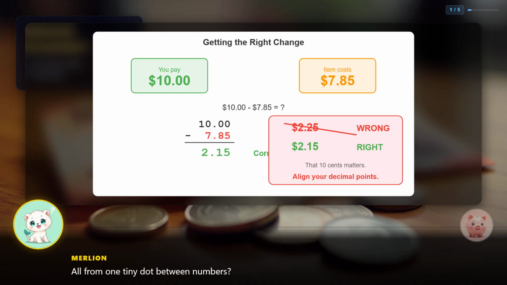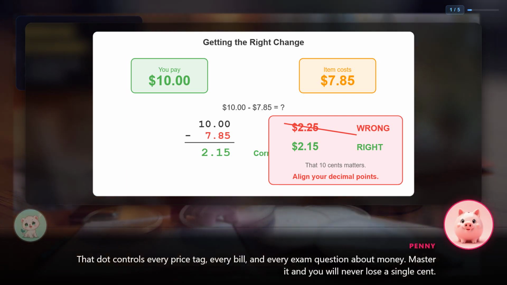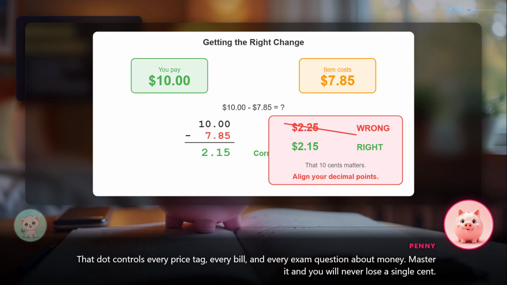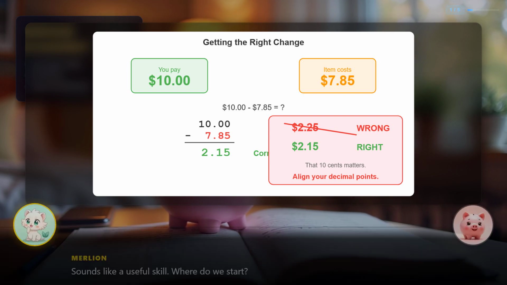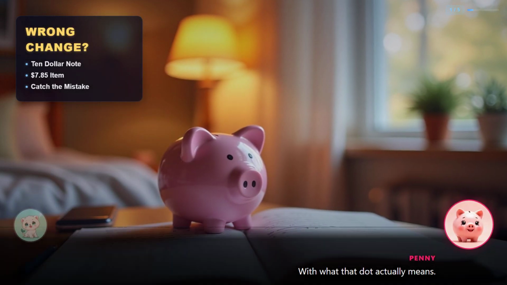All from one tiny dot between numbers? That dot controls every price tag, every bill, and every exam question about money. Master it and you will never lose a single cent. Sounds like a useful skill. Where do we start? With what that dot actually means.